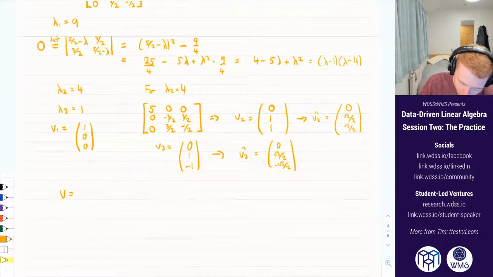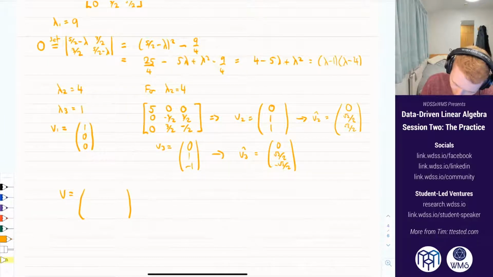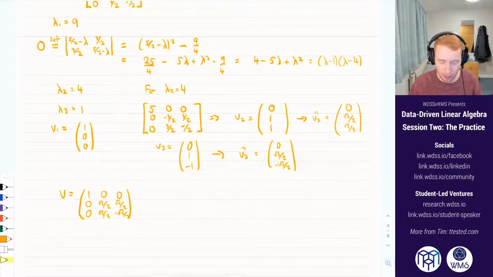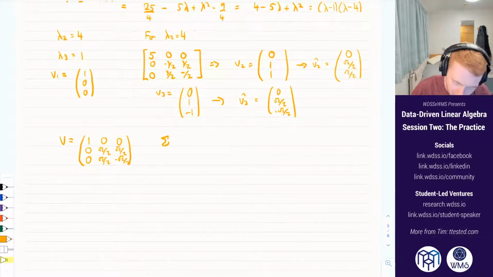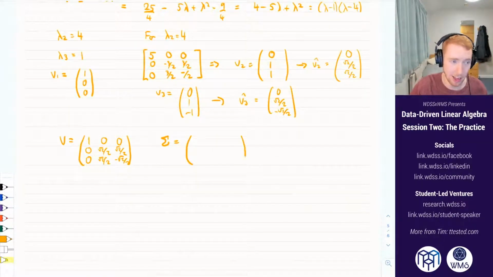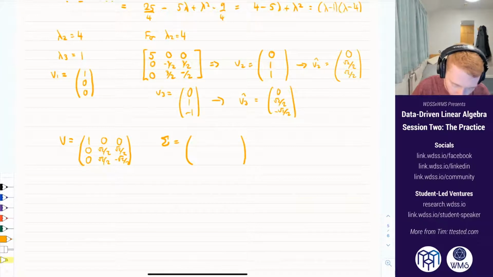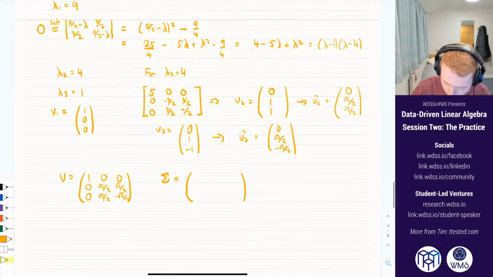And these are going to be the rows of V. So we're going to end up with the first one, 1, 0, 0, then 0, root 2 over 2, root 2 over 2, 0, root 2 over 2, and then minus root 2 over 2. Okay, so that's our V. And our sigma is the square roots of the eigenvalues, because sigma squared is the eigenvalues. So we have 9, 4, and 1. So we have 3, 2, and 1, like that.